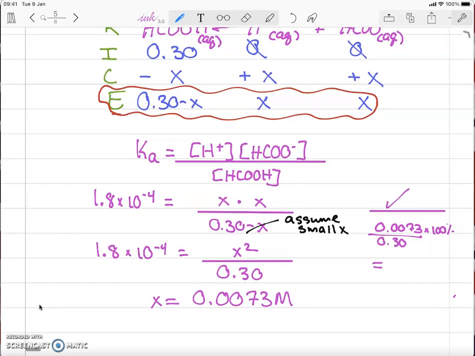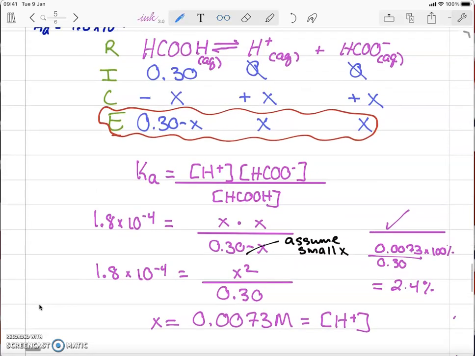Yeah, so it's about 2.4% ionized. Basically what this means is that only 2.4% of this is going to ionize. That's less than 5%, so we're pretty good there. We can accept this assumption. And that is equal to the concentration of H+, since X is H+.